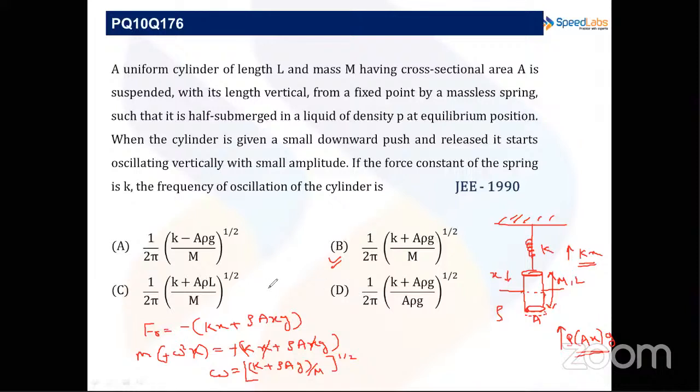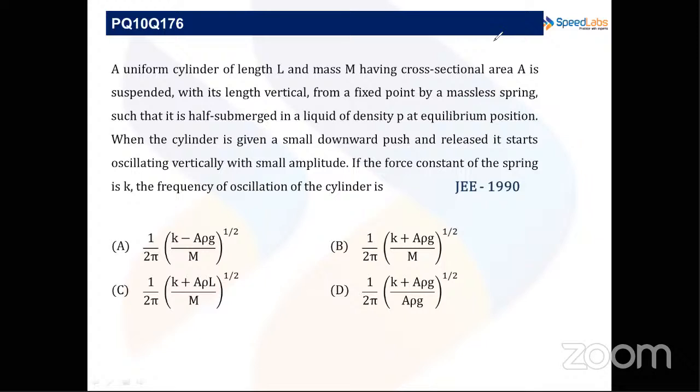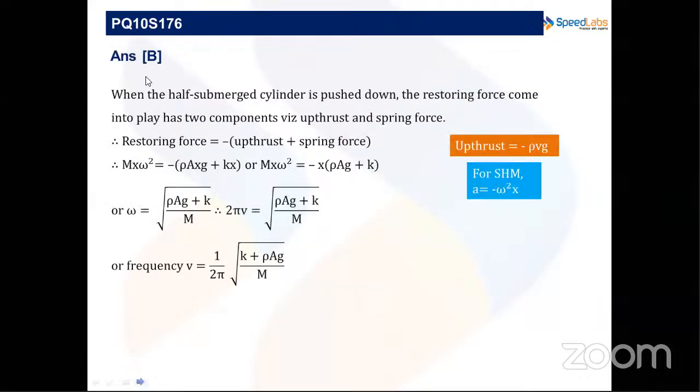If instead of m it was rho A l over here, then it would again make the mass of the cylinder, so then it would be correct. Any confusion? Anyone? I'm moving to the next question. Is there any doubt? Next question.